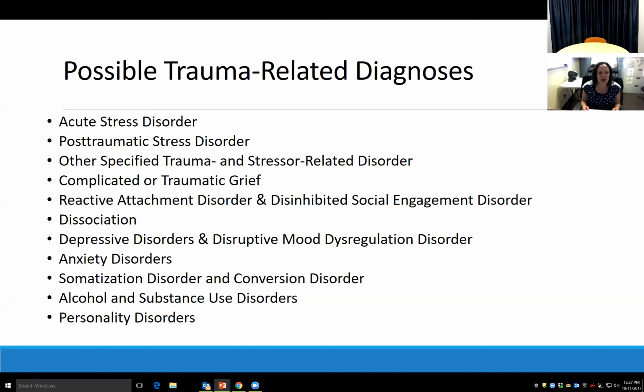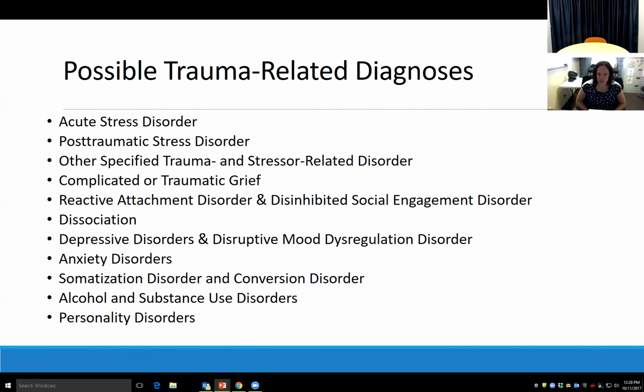The next one down, the complicated or traumatic grief, actually, this other specified trauma diagnosis can be given in those cases. We also have reactive attachment disorder and now disinhibited social engagement disorder, which used to just be reactive attachment disorder and has since been split out into 2 categories. But this is another trauma-specific disorder that we only diagnose when we know a child has experienced disrupted attachment or neglect in those early years, and therefore that's impacting their ability to have appropriate attachments moving forward.